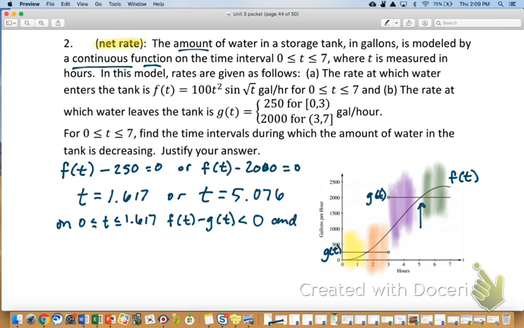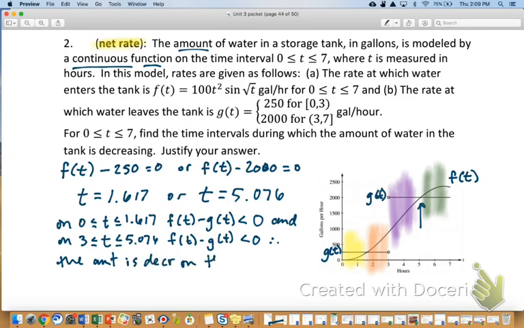Do you see any other intervals where that same pattern is in place? Purple, right? Do you see how on the purple interval g of t is higher? So on 3 to 5.076, same thing. Essentially, aren't we saying that the rate leaving is greater than the rate coming in? That's really all we're saying. So we can say, therefore, the amount of water is decreasing on those intervals.